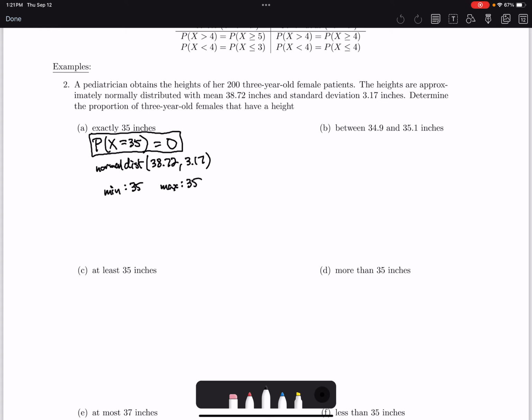So we're going to do the same thing, right? This time we're looking for the probability x is between 34.9 and 35.1. And we're going to use the normal distribution again. This time our minimum value is going to be 34.9, and our maximum value is going to be 35.1. So we can't compute the probability x is exactly equal to 35, but we can find the probability x is between 34.9 and 35.1, right?